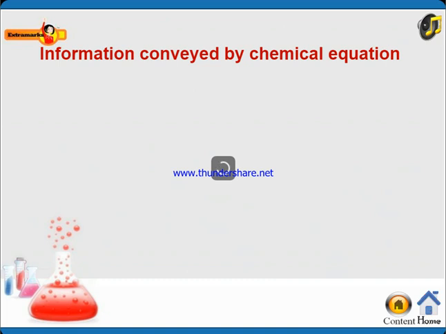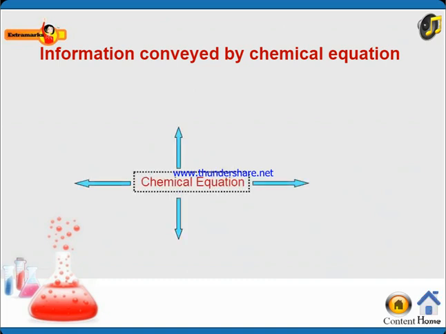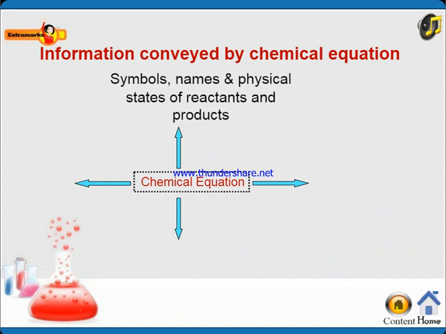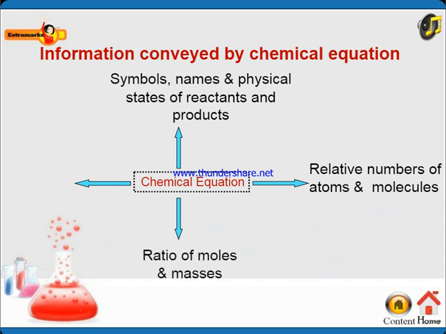Information conveyed by a chemical equation: it tells us about symbols, names, and physical states of reactants and products. It gives information about relative numbers of atoms and molecules. It gives the ratio of moles, masses, and volume.